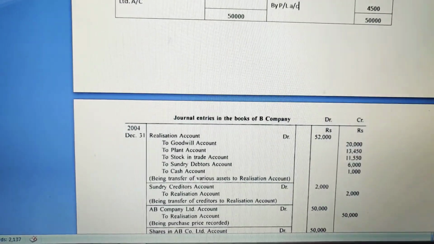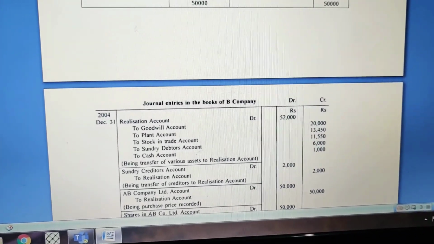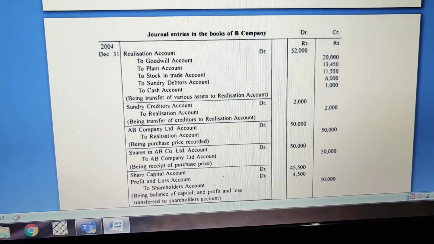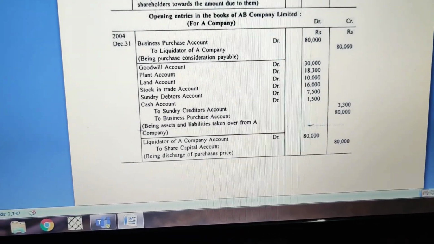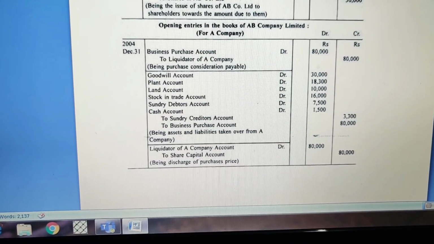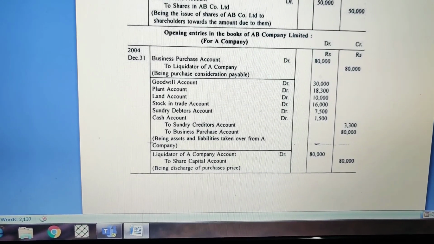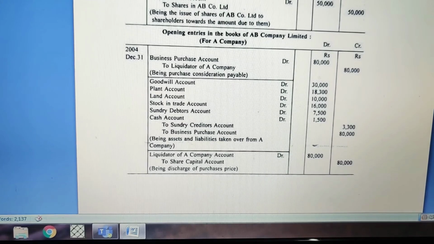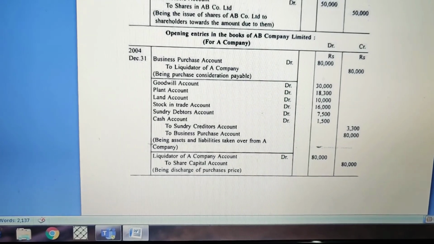Sorry, just one second. I'm also getting confused with so many ledgers, so many journal entries, so please give me a second. Yeah, so here you can see goodwill account debit 30,000, plant account, land, stock in trade, sundry debtors, cash, to sundry creditors. You will pass just the one entry. Okay, so all the assets will be debited and the creditors and the liabilities will be credited, and the rest of the amount, the balancing figure, is your business purchase account, 80,000 worth of business purchase account.